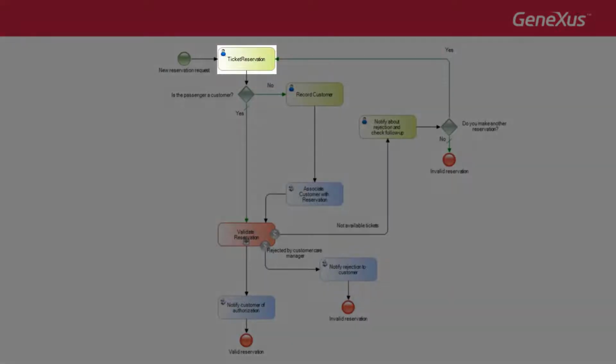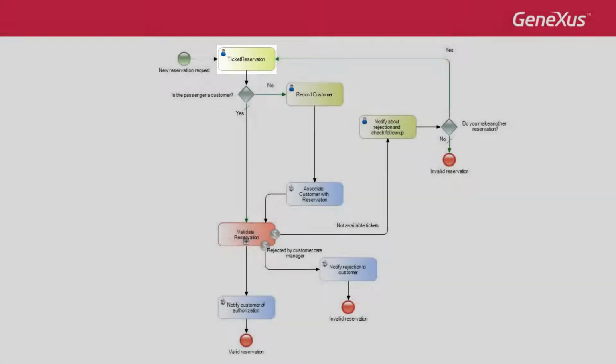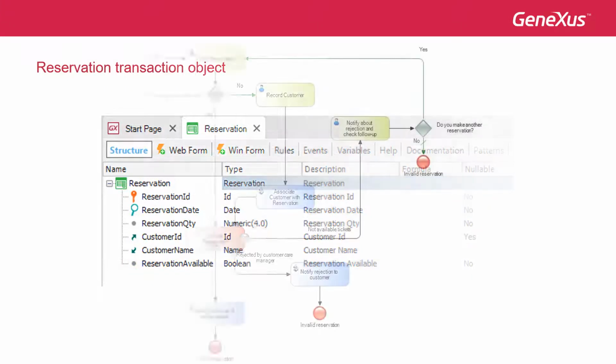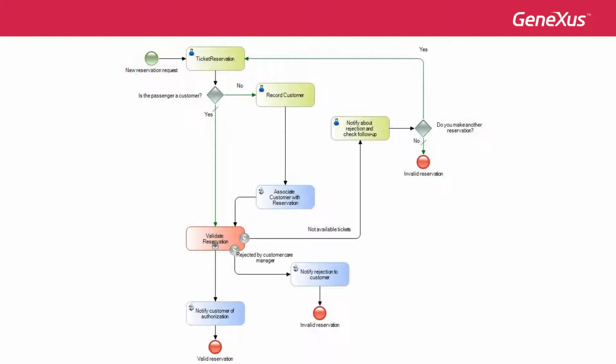The first ticket reservation activity is interactive, and its function is to record the ticket reservation. To accomplish this, we could use a transaction object with the following structure. Here we see that the reservation ID attribute is the transaction's identifier, and also we have the reservation available attribute to indicate whether the reservation is available or not. In order for the screen of the reservation transaction to be opened when the ticket reservation task is executed, we will associate the task to the transaction object.